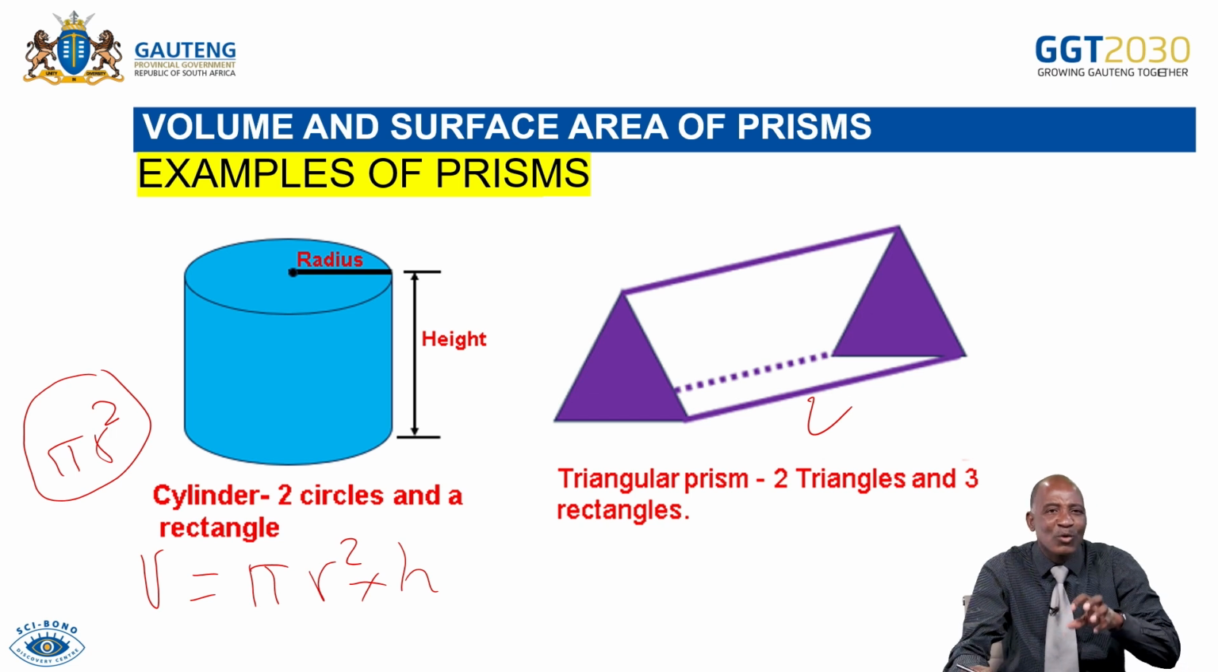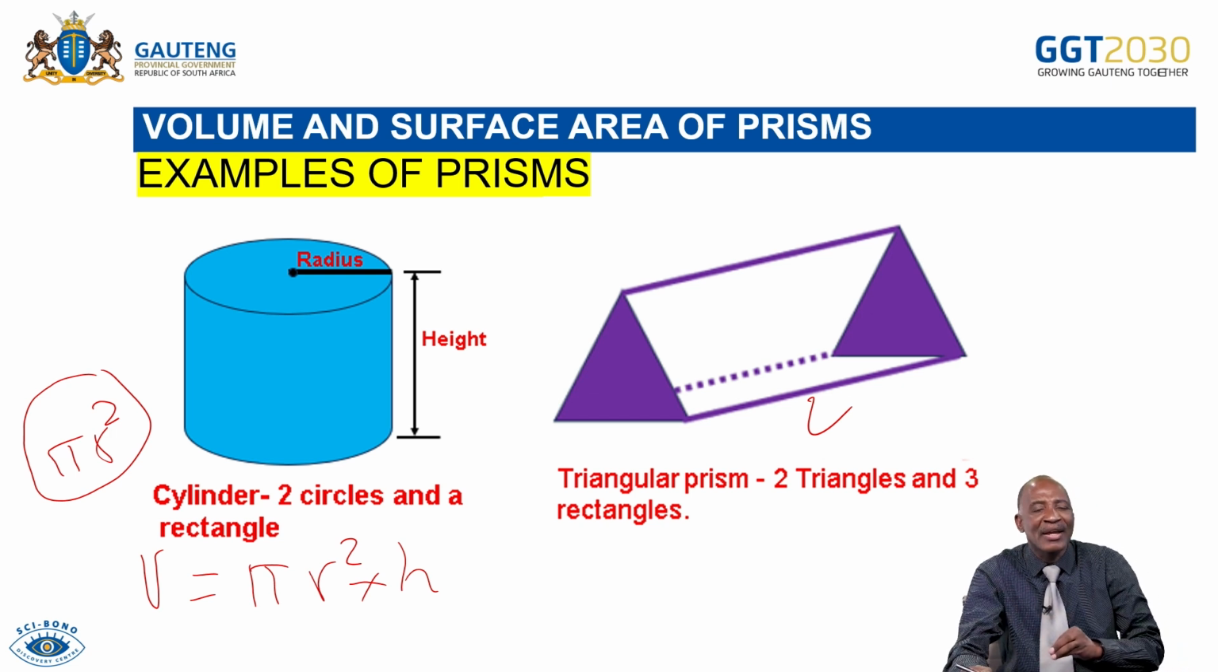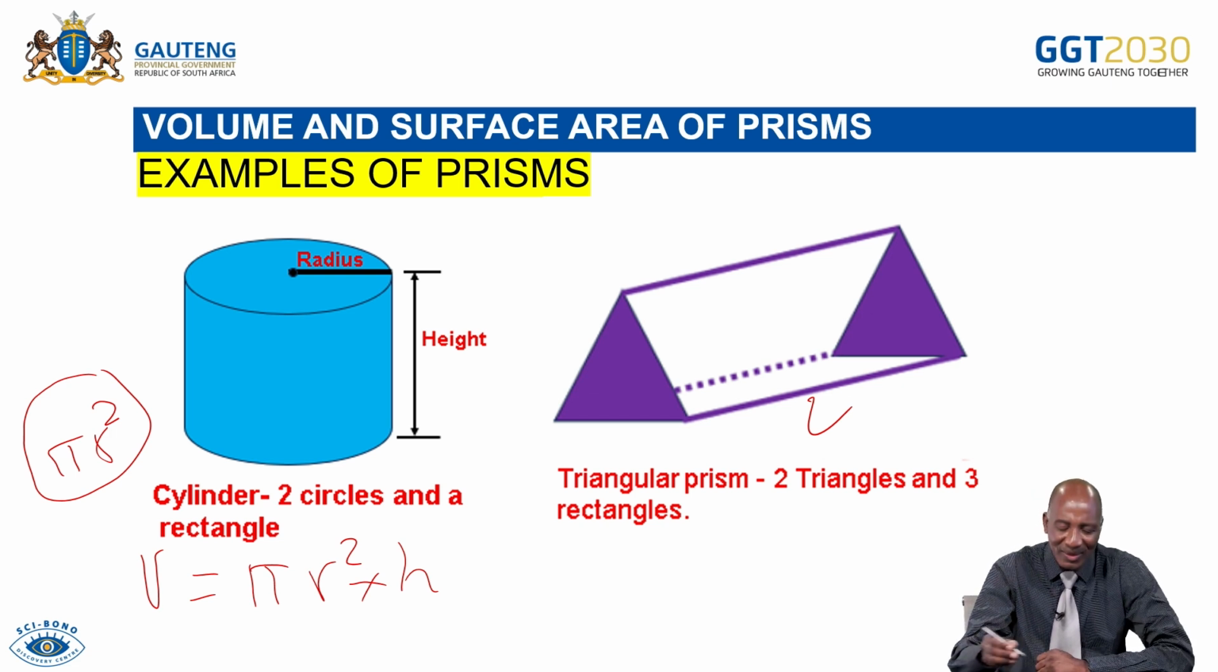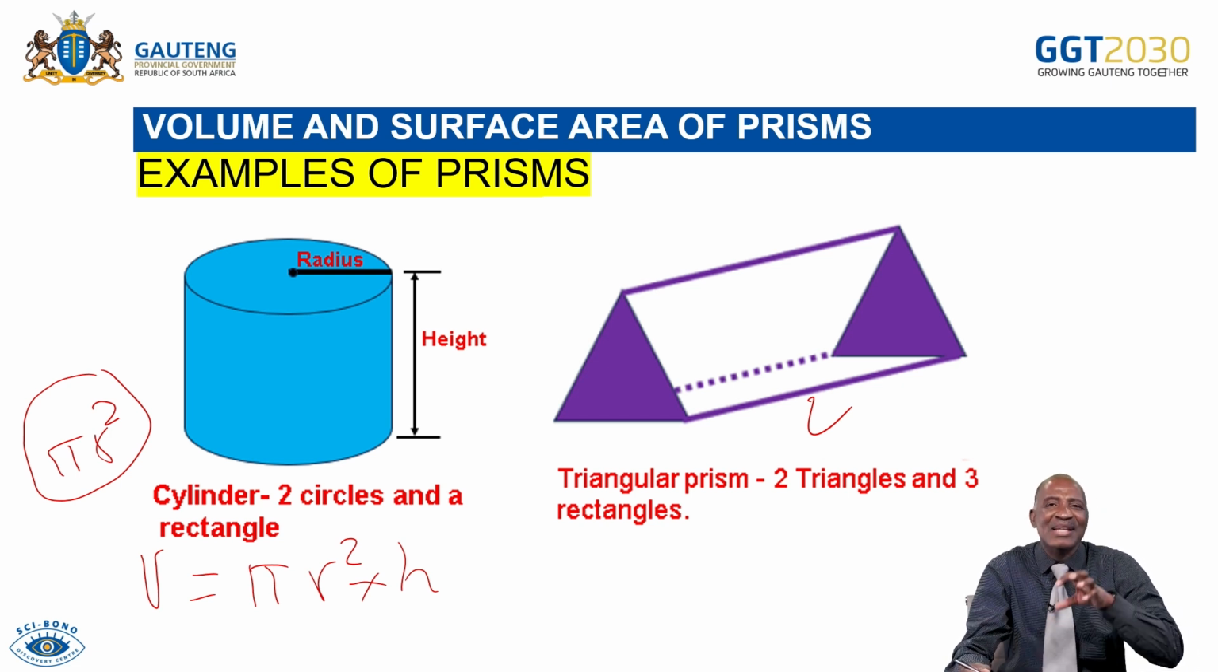So you don't necessarily have to cram this formula. You need to look at the base of the shape. The same applies to the triangular prism. You focus on your base. If the base is a triangle, how do we get the area of a triangle? It's half base times height. That's the area of a triangle.